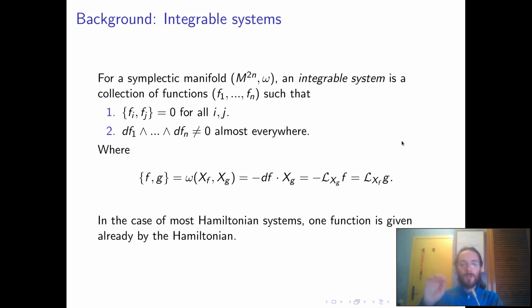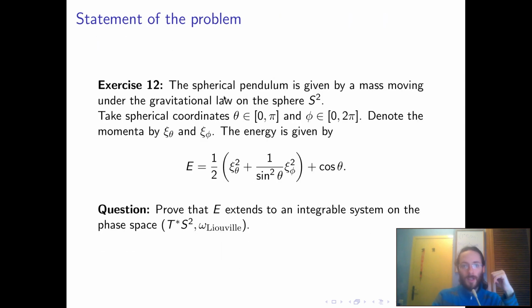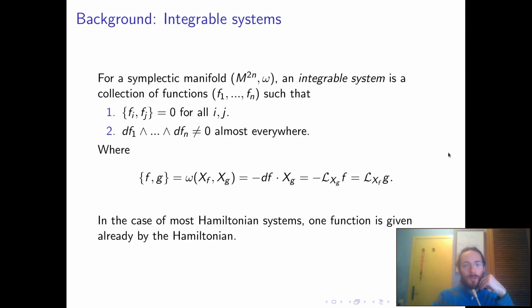So in our particular case, our symplectic manifold is the cotangent bundle to the sphere, so n is equal to 2, and we already have one integral of motion. These functions sometimes are called integrals of motion or first integrals. So f1 is already given by the energy here, by this function. So actually the problem is only asking us to find a second integral of motion.